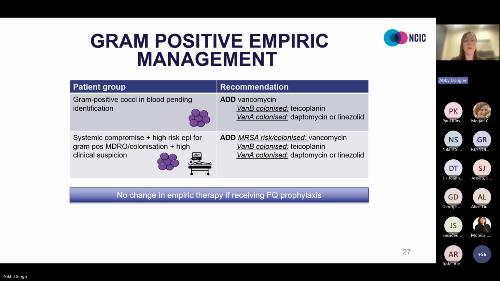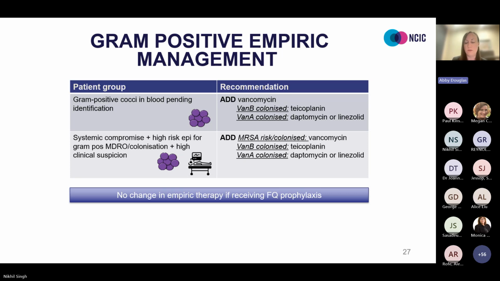If the patient is systemically compromised and has high risk epidemiology for a resistant gram-positive, and you are suspecting that it is to do with a gram-positive, for instance, if someone is an Aboriginal person, say in the Northern Territory with high rates of MRSA, particularly if there's a concern for line infection or cellulitis, then certainly you would be wanting to empirically cover for MRSA.